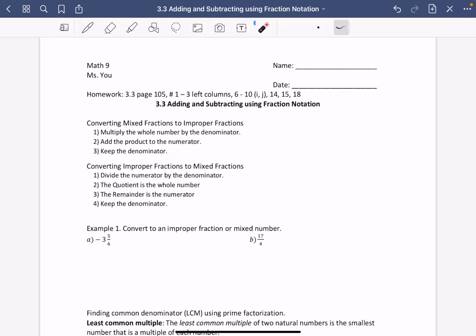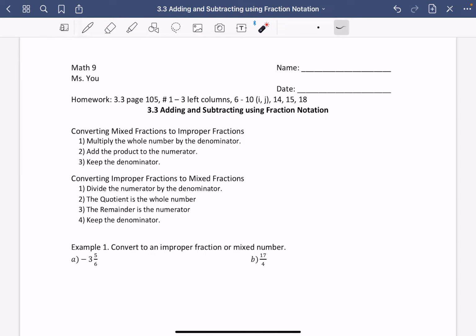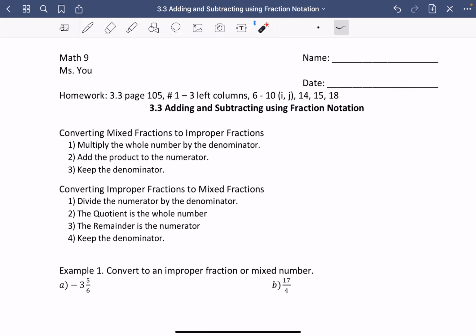Hello everyone, today we'll be going over section 3.3, adding and subtracting using fraction notation. Last time we did adding and subtracting decimals, this time we're going to do fractions. Before we do that, we need to know two things first. The first one is converting from a mixed fraction to an improper fraction, and the next one is the reverse, converting from improper fractions to mixed fractions. There are a few steps for each one of them.